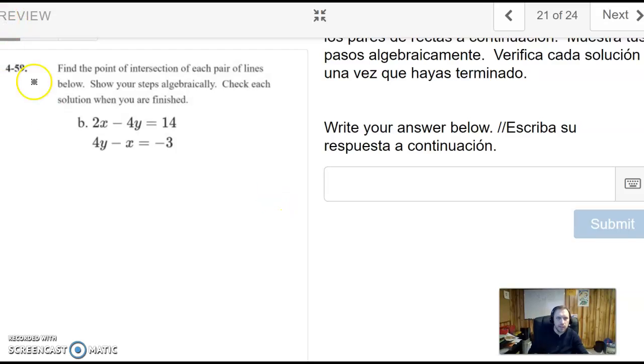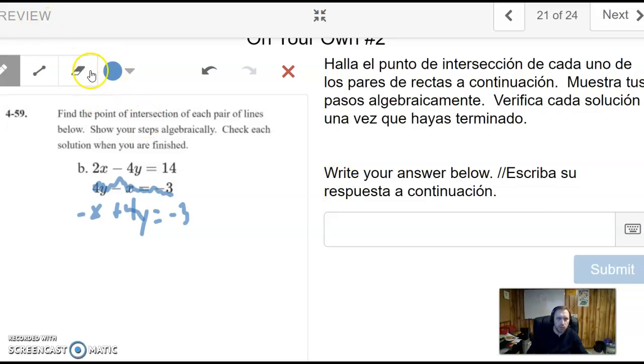All right. So if I rewrite these, and I'm just going to cross this bottom one out. And so instead of that, I'm going to write it as negative x plus 4y equals negative 3. So you can rewrite them in your textbook or in your notebook.